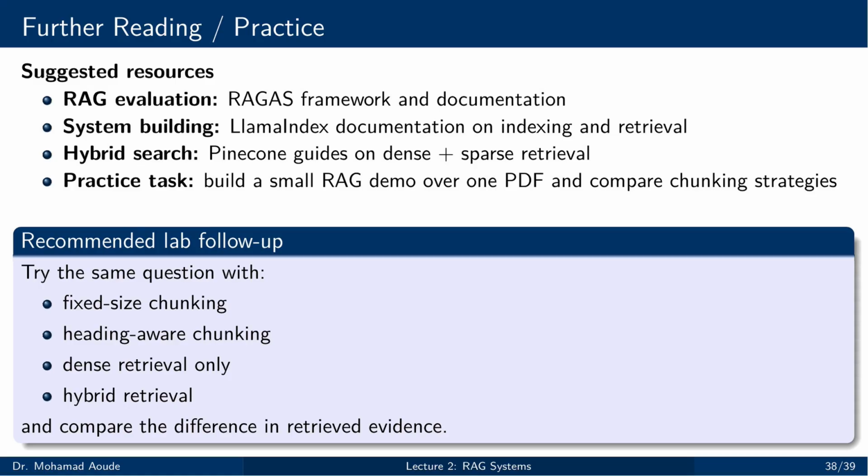If you want to deepen your understanding, the next step is practice and controlled experimentation. Study frameworks and documentation related to RAG evaluation, indexing, and hybrid retrieval. But more importantly, build a small prototype and vary one design choice at a time. For example, take one PDF and compare fixed size chunking with heading-aware chunking. Then compare dense retrieval only with hybrid retrieval. Ask the same question under each setup and inspect the retrieved evidence. This is where understanding becomes real.